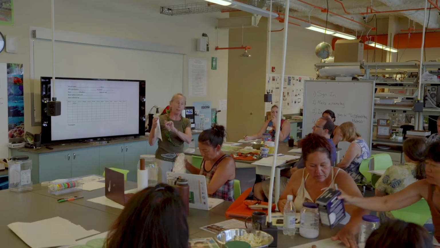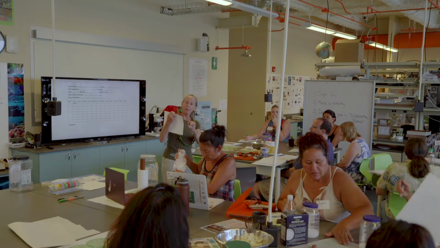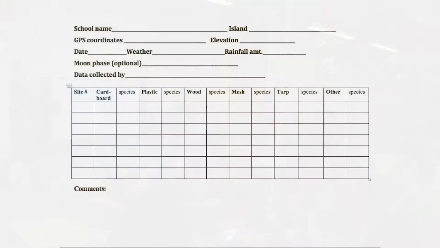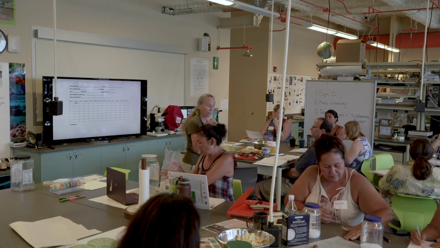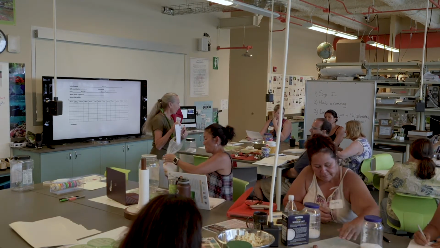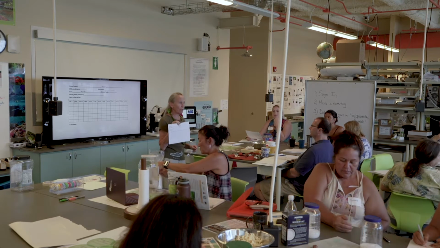We want to know what the island is. We want to know GPS coordinates would be helpful. You might not get them right away, but you can always get them, because even if you go to Google Earth, you can Google your school and you can get your GPS coordinates. You get them on your phone, right? Elevation. We like to know what elevation you're at, because we want to know.